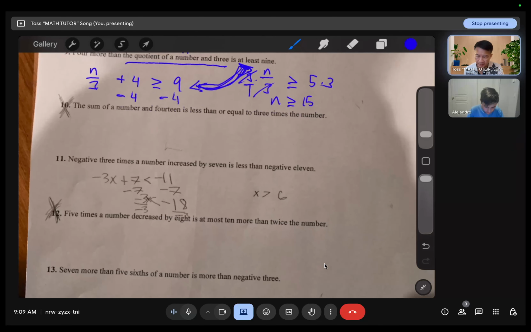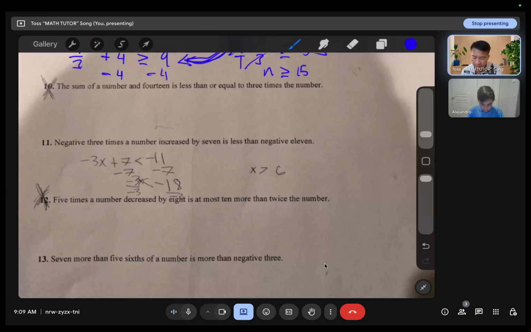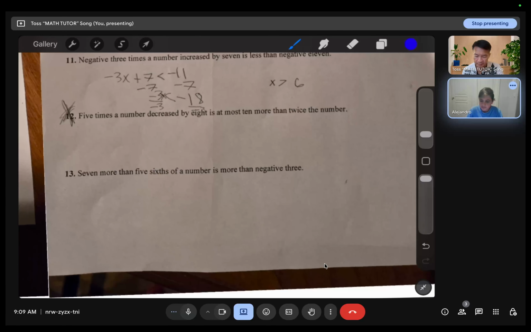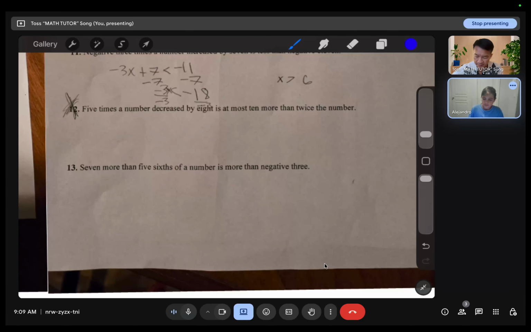Now let me check your 11 right away. Negative 3 times a number increased by 7. Yeah, that's the exact same arrangement I would write. Is less than negative 11. Yeah, you got it. Let me look at the steps. Yeah, subtract, divide. Looks good to me. And then you flip the arrow. Right? You got this. Yeah, very good. Good, dude. Very good. All right, let's do 13.